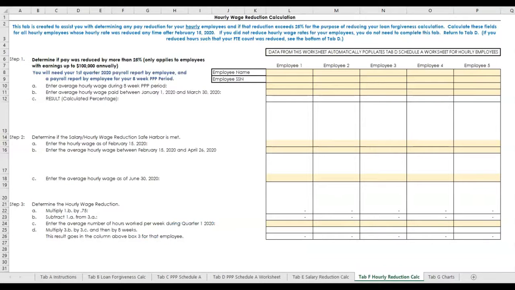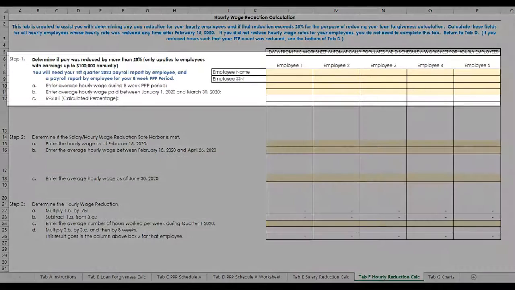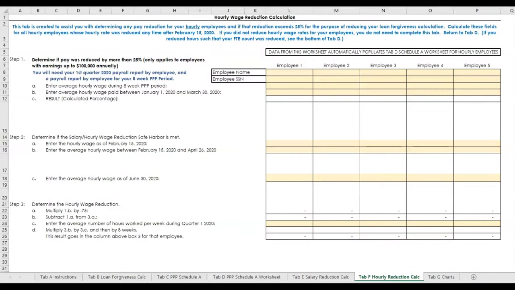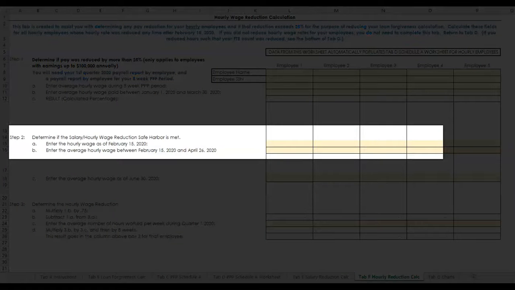For employers who reduced employee salaries or pay rates or cut hours during the covered period, let's start by testing the hourly workers whose pay was reduced. Bear in mind that this test is only applicable to employees who earned up to $100,000 annualized at any point last year and whose pay rates were reduced. We will record the employee names and ID numbers along with the average hourly wage they earned during the covered period. Next, to determine if their pay has been reduced by more than 25%, we need to record what their average wage was during the first quarter of 2020. If wages were reduced by more than 25%, you will need to test to see if you meet the safe harbor.